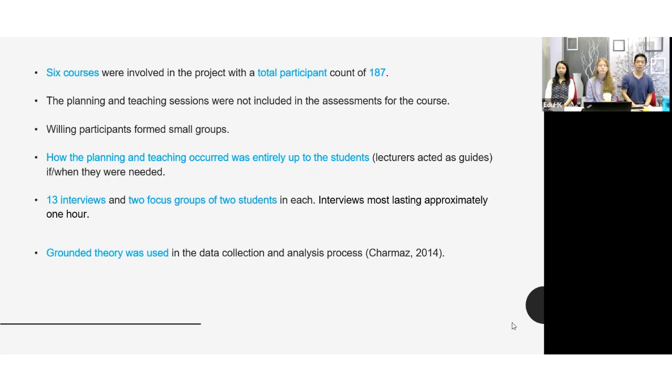Meetings were held after each interview and focus group to discuss the results and to identify any areas of interest that could be included in subsequent interviews and focus groups. And grounded theory was used in the data collection and analysis process.